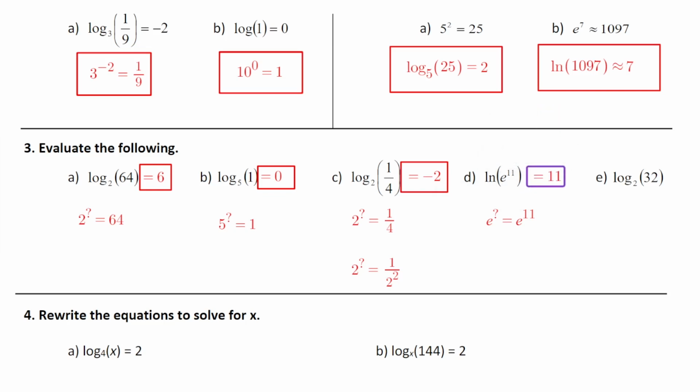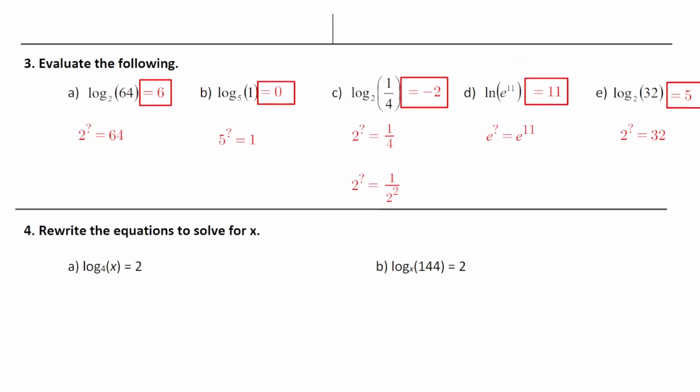Log base 2 of 32. This is going to be very similar to part A. Okay, 2 to what power is, instead of 64, 32? So that would be 2 to the 5th power. Okay, so there's number 3. I'm evaluating a bunch of logarithms.